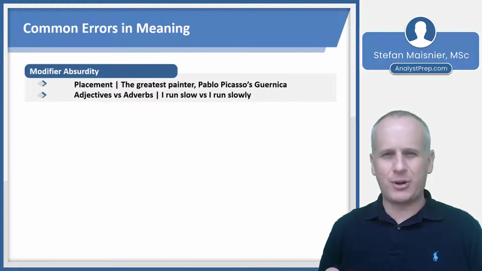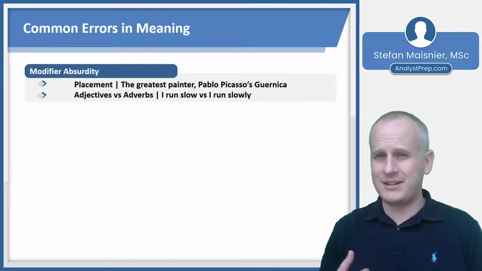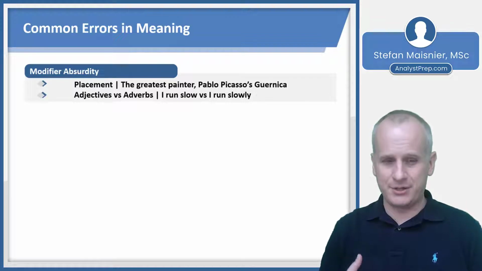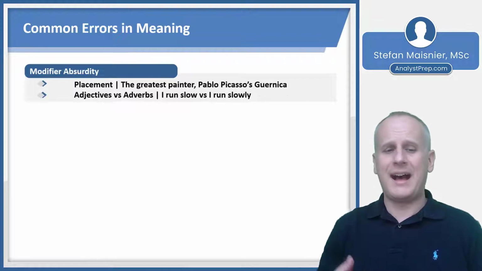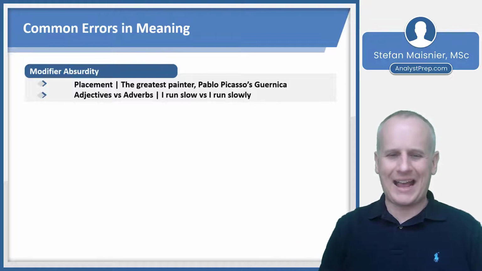Similarly, you have to keep track of adjectives and adverbs. There is a very subtle difference that, again, in advanced questions they can ask about. It's the difference between saying "I run slow" versus "I run slowly." One of these is actually incorrect. I don't run slow. I am slow. It's the thing that I am. But "I run slowly" describes the characteristic of my action of running.